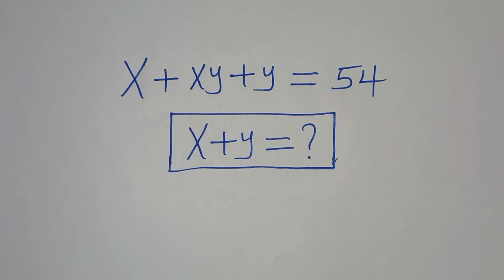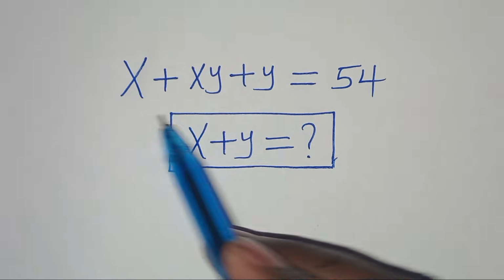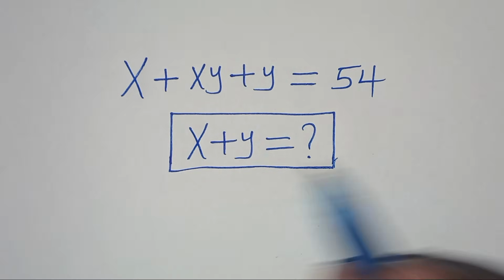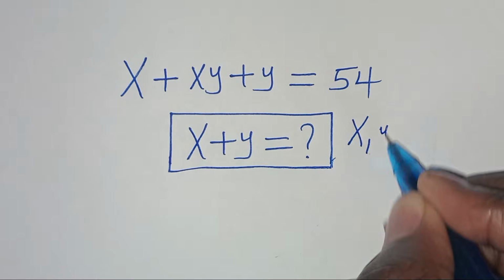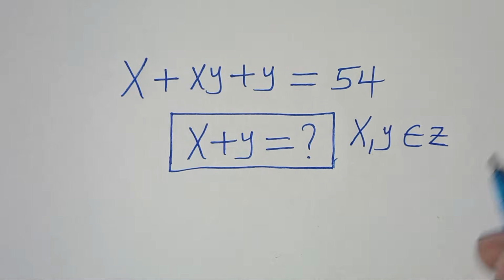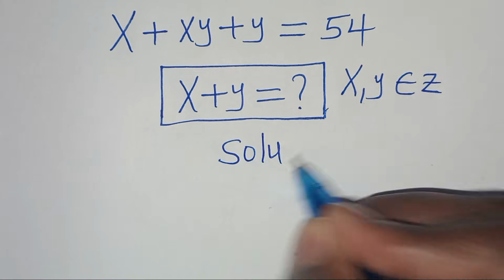Hello everyone, you're welcome to solve this nice algebra problem, which is x + xy + y = 54. So what is the value of x + y, given that x and y are members of integers? Now, let's provide a solution from here.